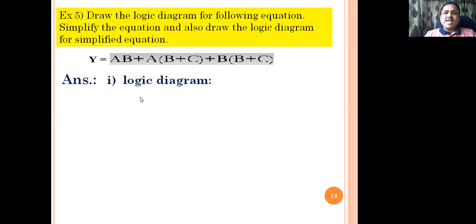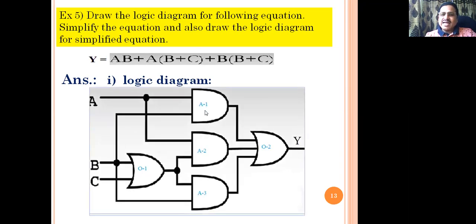Very first, we can draw the logic diagram for the equation Y equals A and B or A and (B or C) or B and (B or C). See here, nothing in between the variables means you have to assume there is an AND operation. So step by step, to get A and B, AND gate A1 is used with input A and the second input B. To get A and (B or C), first to get B or C, OR gate O1 is used. Its output is given to AND gate A2 along with A. The resultant output is the second term, A and (B or C).